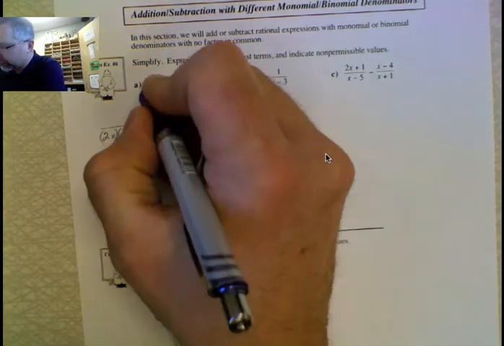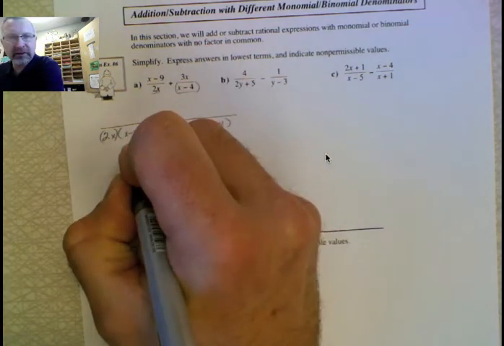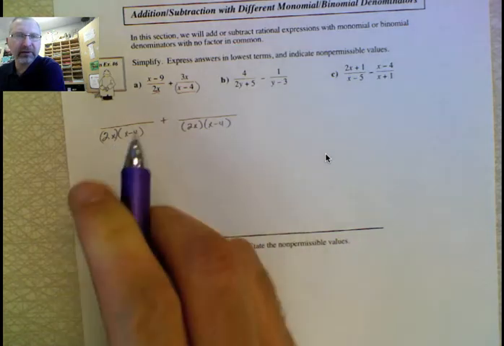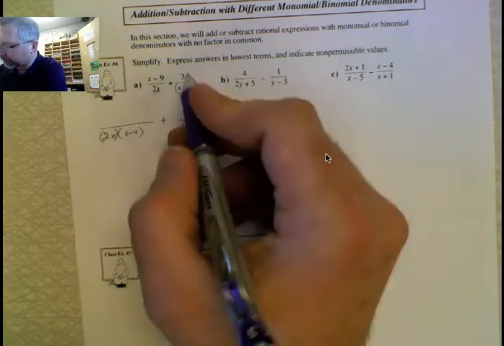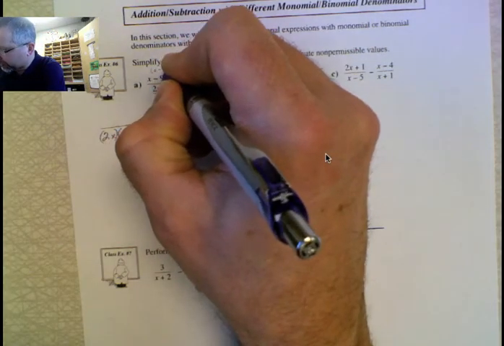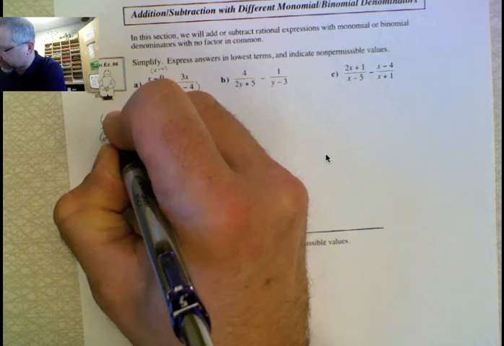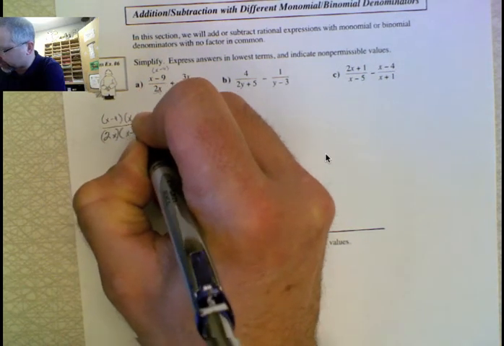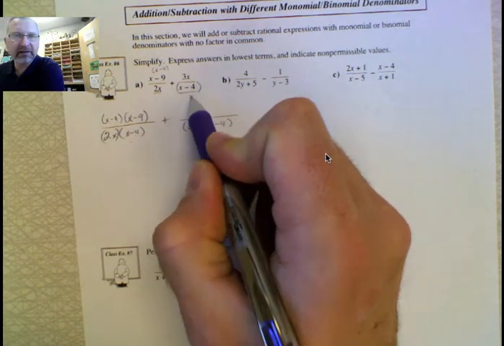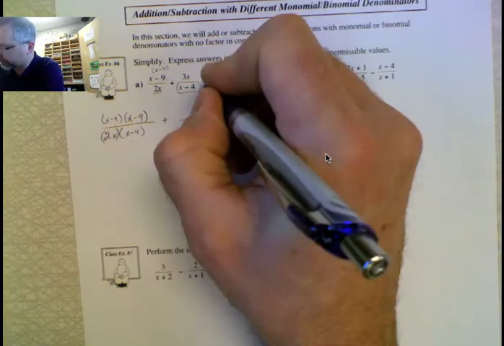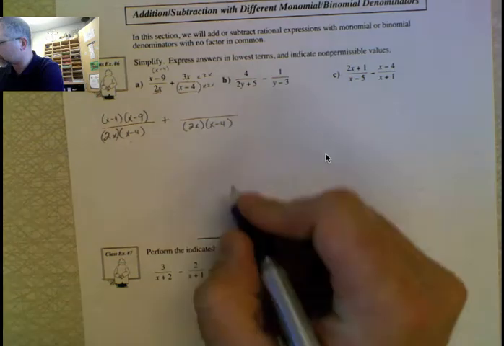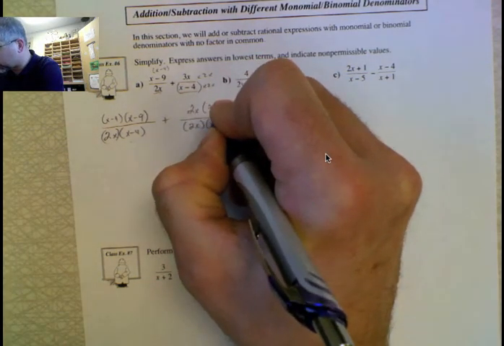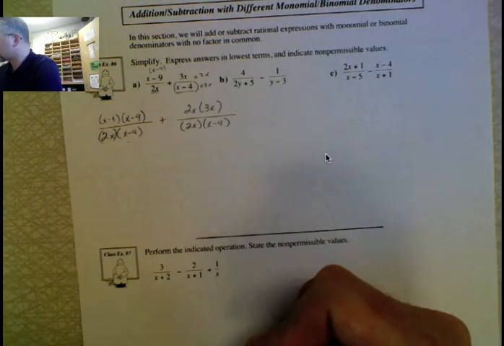So what we're going to notice is that to get a denominator of 2x times x minus 4 in this first case, we have to multiply the numerator and the denominator by x minus 4. So we're multiplying this by x minus 4, so that gives us x minus 4 times x minus 9. In the second case, to make our denominators the same, we had to multiply the numerator and the denominator by 2x. So we're going to get 2x times 3x.